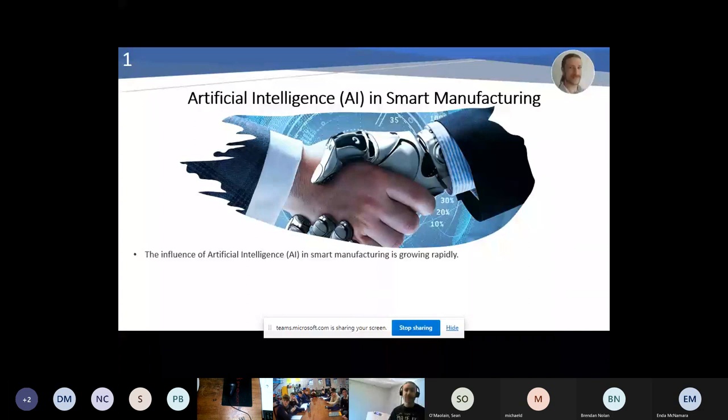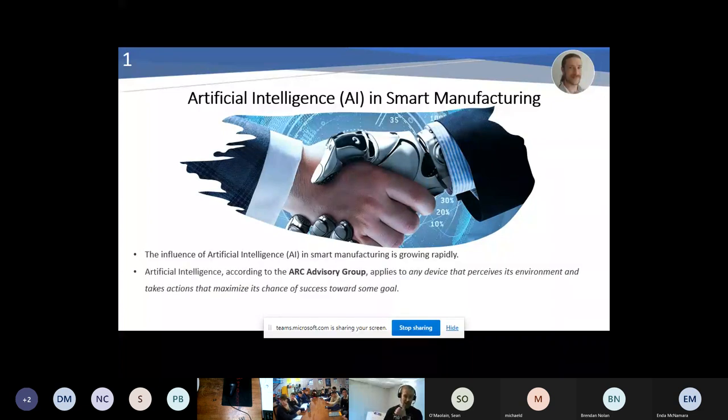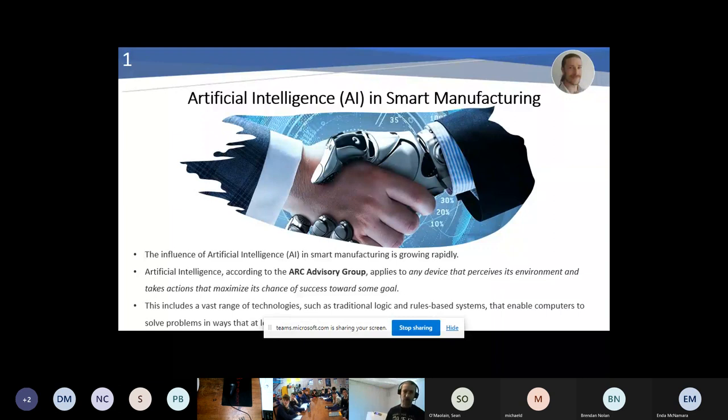So basically, the influence of artificial intelligence in smart manufacturing is growing rapidly at the moment. It's been growing for a while, and it's going to continue to grow into the future. Artificial intelligence, according to the ARC Advisory Group, applies to any device that perceives its environment and then takes actions to maximize its chance of success towards some goal. Now, that is artificial intelligence, I suppose, in the very, very loose sense. When they're referring to artificial intelligence, they refer to a tighter group of artificial intelligence where you will be talking about the machine having the ability to learn from previous iterations or previous instances of it encountering a situation. But I'll split those two up in a moment as we get down closer to them.